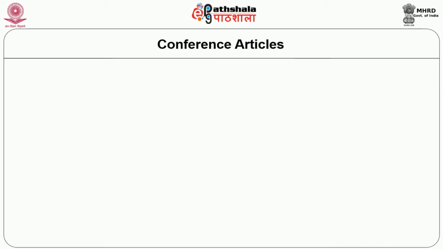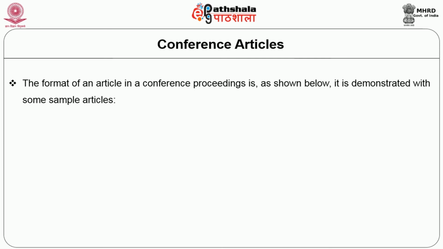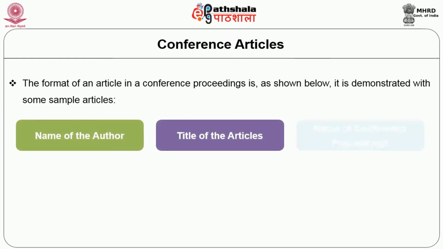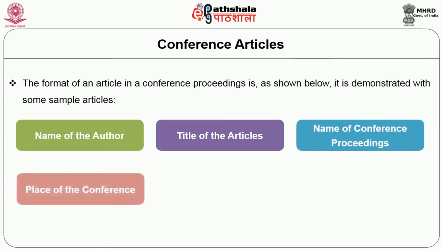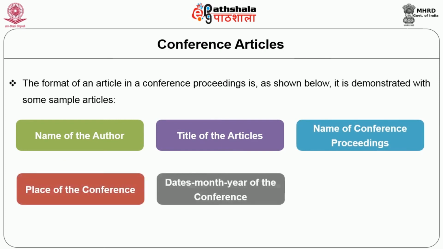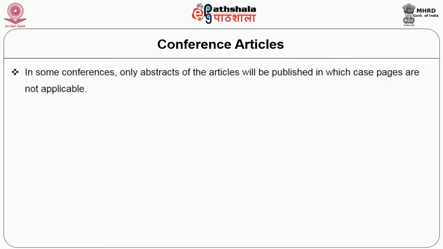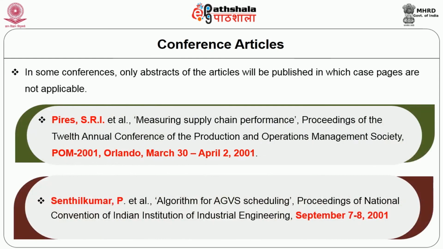Then conference articles. The format of an article in a conference proceeding is given below. It is demonstrated with some sample articles. It must include first the name of the author, title of the article, name of the conference proceedings, place of the conference, date, month, year of the conference, and pages if applicable. In some conferences, only abstracts of the articles are published, in which case pages are not applicable. The examples are given below.